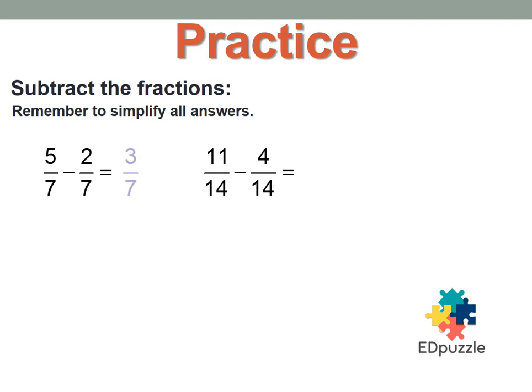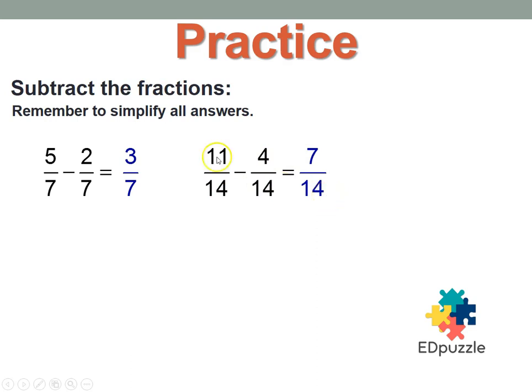All right, let's see how you did. So 5 minus 2. Right, you have 5 minus 2 is 3. And we would keep the denominator the same. So our answer would be 3/7. Over here, 11 minus 4. That would be 7. And we keep the denominator the same. And that would be 14.